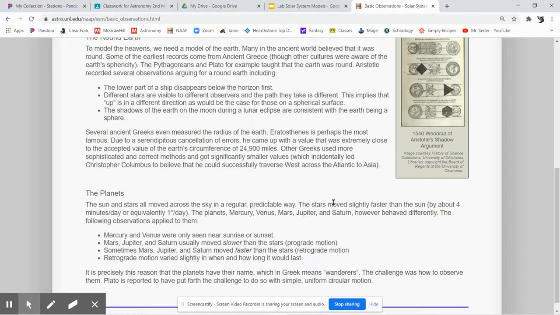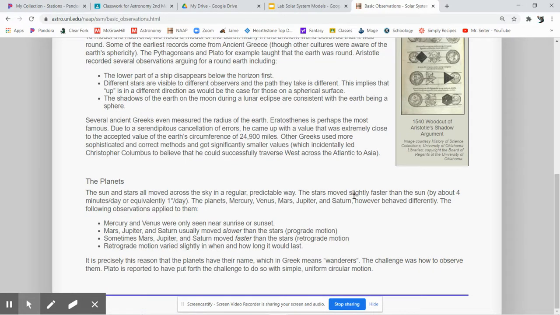Several ancient Greeks even measured the radius of the Earth. Eratosthenes is perhaps the most famous. Due to a serendipitous cancellation of errors, he came up with a value that was extremely close to the accepted value of the Earth's circumference, 24,900 miles. Other Greeks used more sophisticated and correct methods and got significantly smaller values, which initially led Christopher Columbus to believe he could successfully traverse west across the Atlantic to Asia.